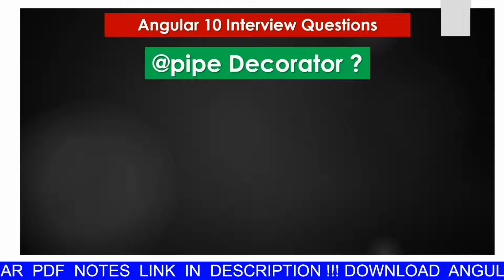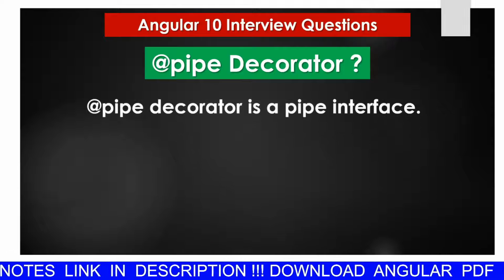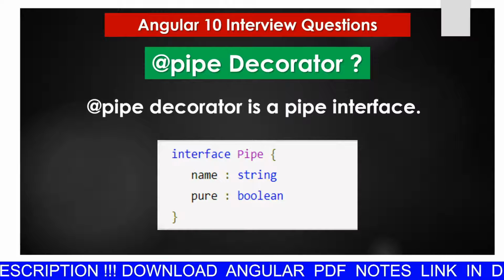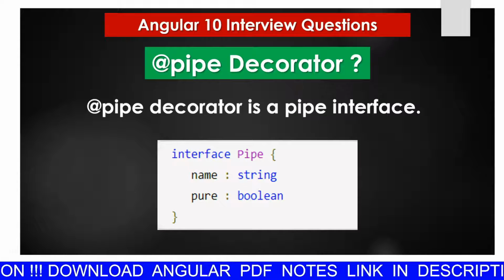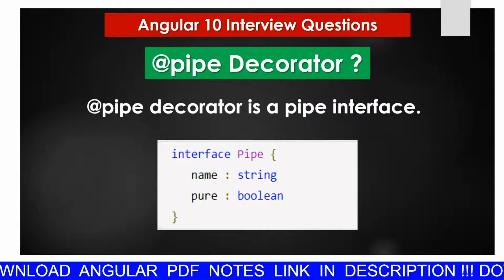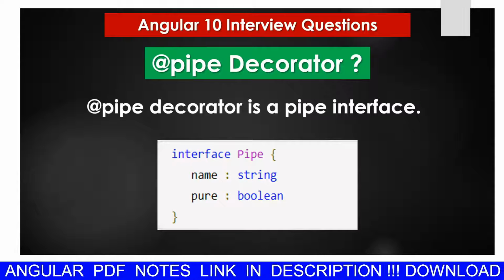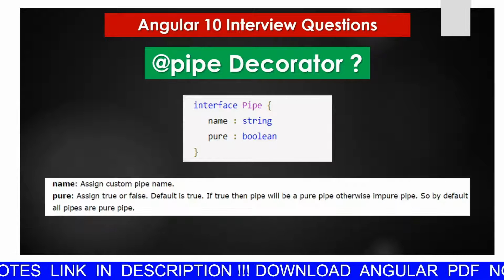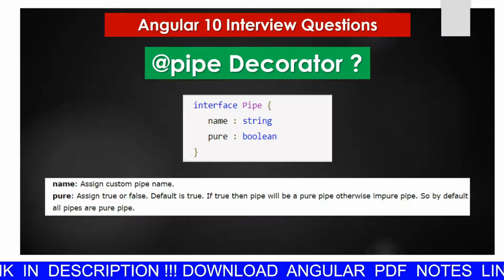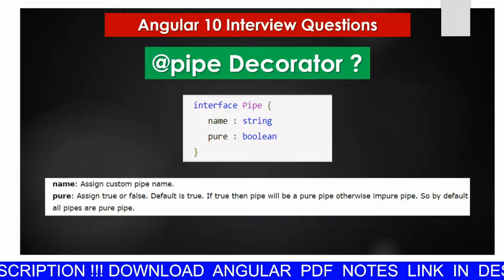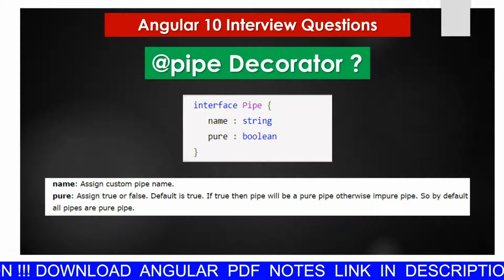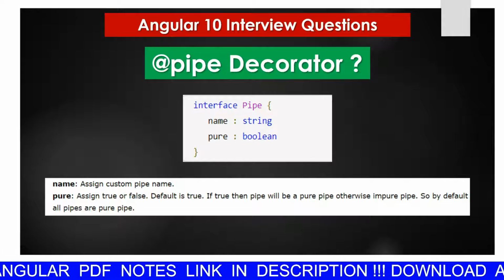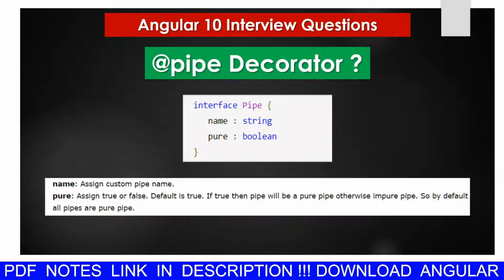The next question we are taking here, what is pipe decorator? So guys, pipe decorator is a pipe interface. In this there are two parameters, name and pure. We can give the name of type string, and pure is a boolean data type, guys. You can see that there is an interface. In the name section you can assign a custom pipe name, and in the pure section assign true or false. Default is true, guys. If true, then the pipe will be a pure pipe, otherwise an impure pipe. So by default all pipes are pure pipes, guys.